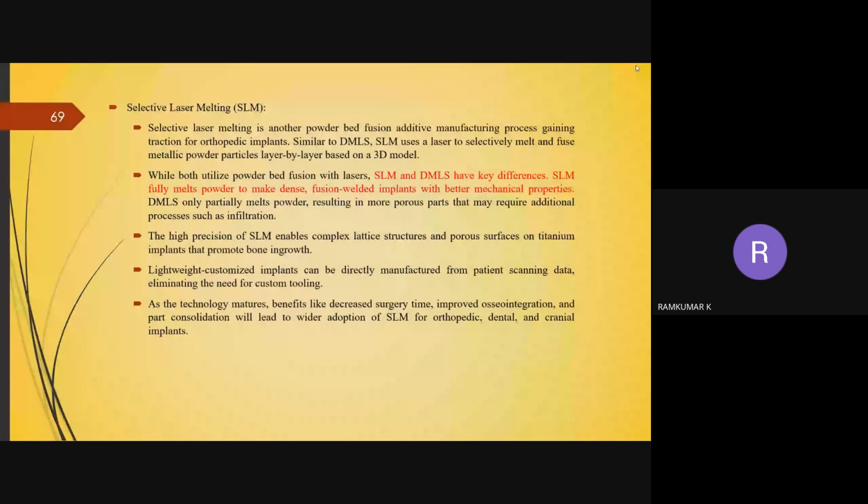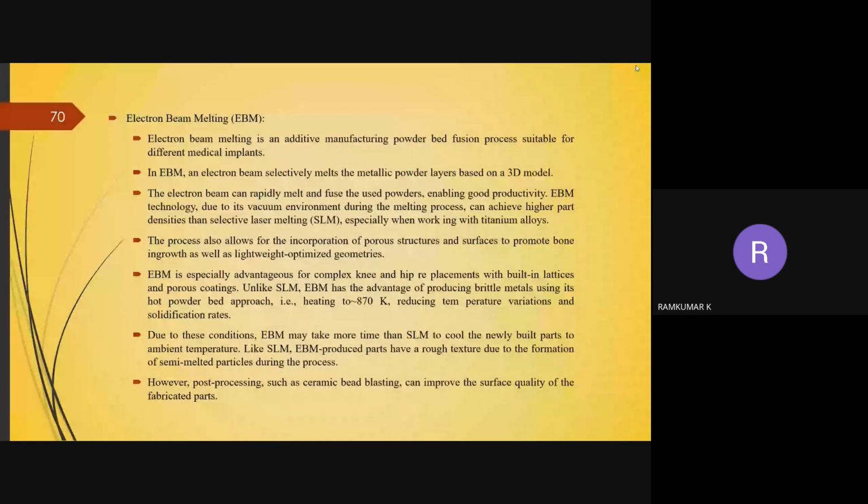The difference between selective laser melting and direct metal laser sintering is that in selective laser melting, the metal is completely melted when compared to direct metal laser sintering. That is the only difference. Here also they are using the laser for the melting process.